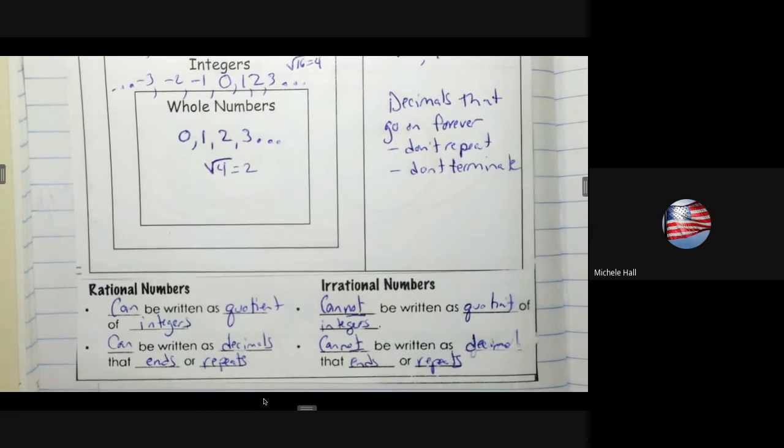The square root of 24, is that a perfect square? Or is that an irrational number?